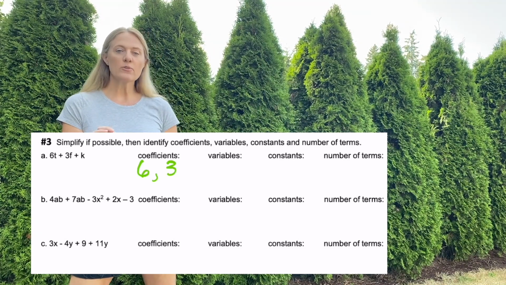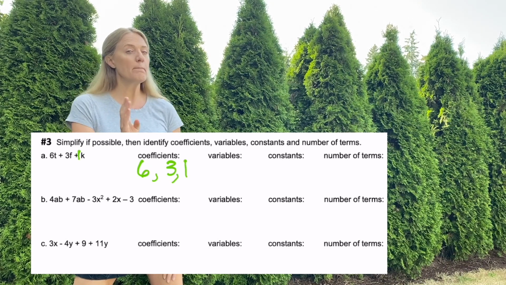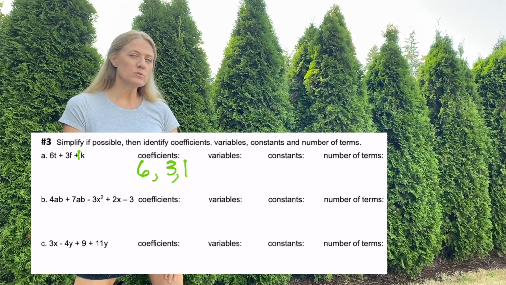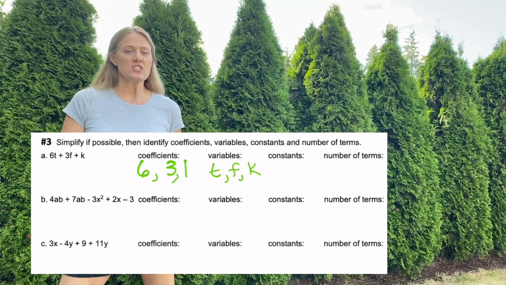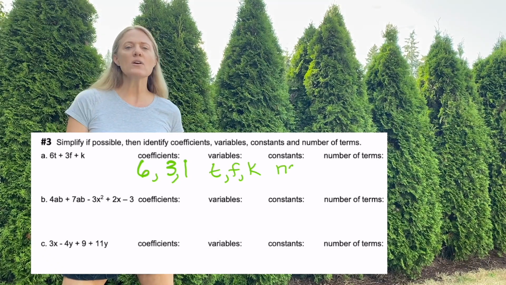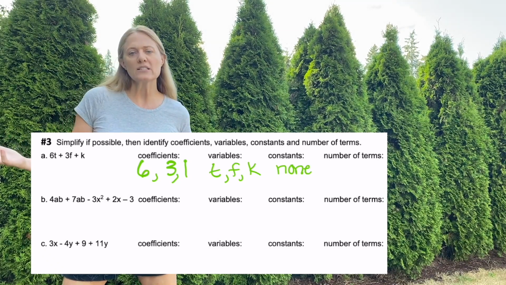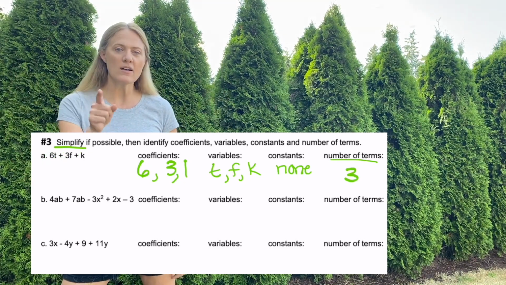Coefficients, 6, 3, and did you catch 1? Because 1 is in front of the k. We don't write it, but it's there. Variables, well, we had t, f, and k, so let's just list all 3. Constants, do you see any numbers written all by themselves? No, so write the word none. Don't leave it blank because then we're not sure if you even knew what to do. How many terms? 1, 2, 3. 3 terms. All right, on to the next one.